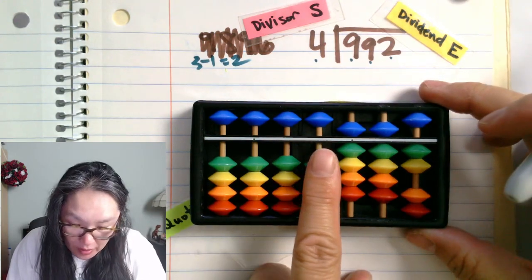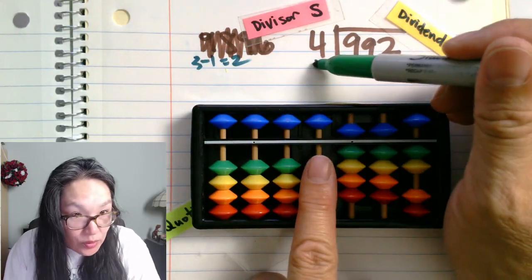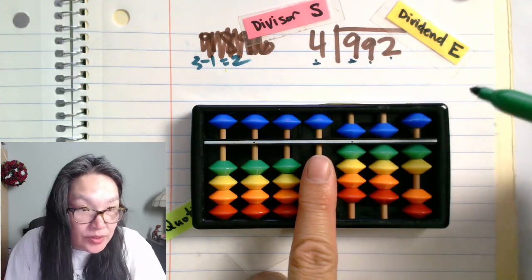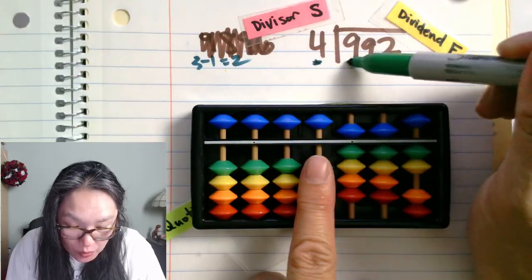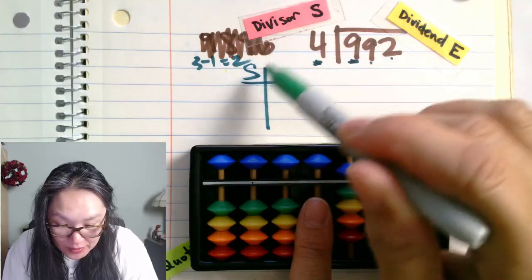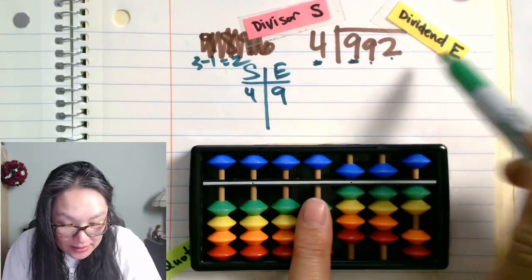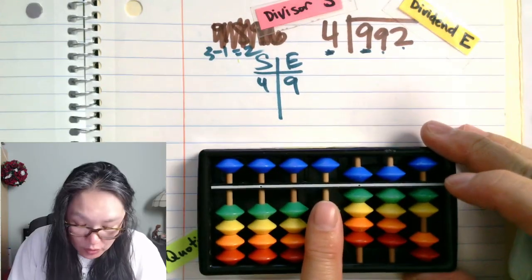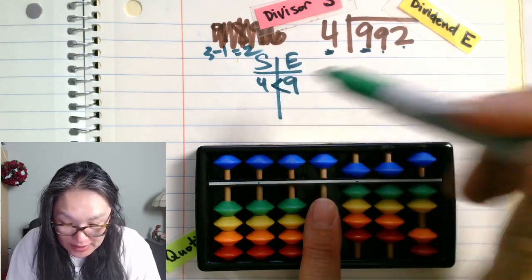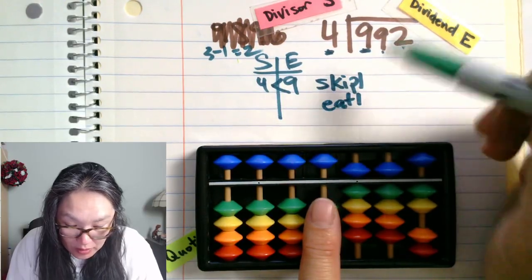So we found where we're going to put our answer. The next thing we're going to do is compare our apples to apples. We're going to compare one digit to one digit. So when I look at it, my divisor is 4 and my dividend is 9. Which one is bigger? My dividend is bigger. So if my dividend is bigger, I'm going to skip one column and I'm going to subtract one column.